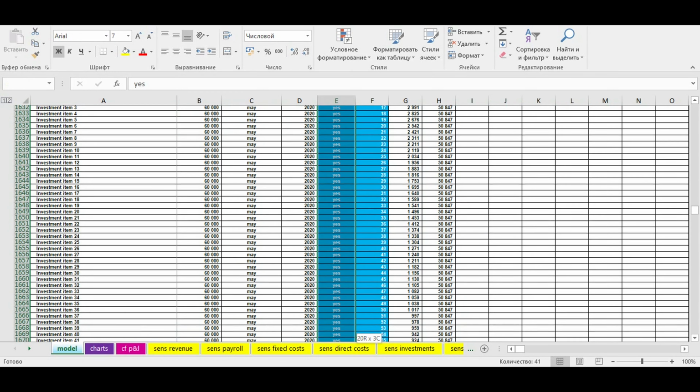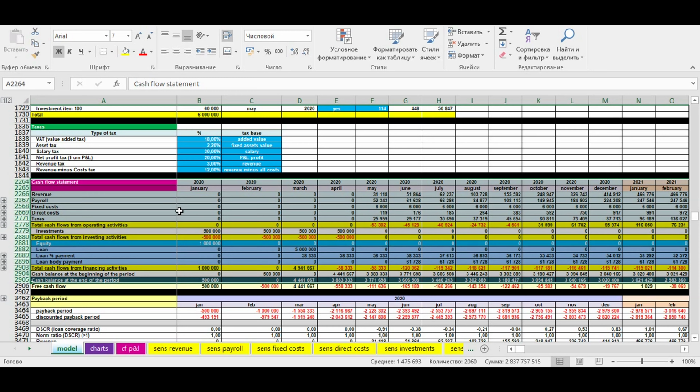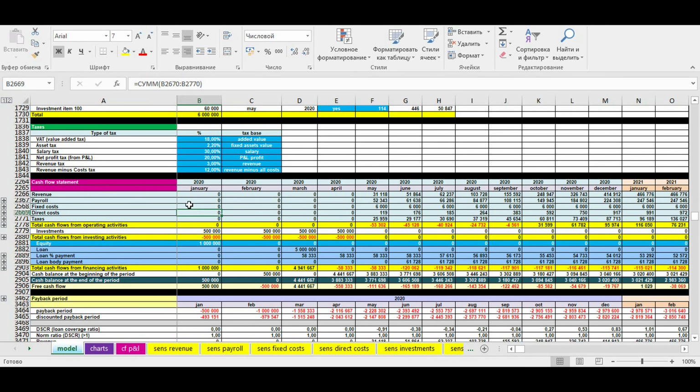The next block of inputs deals with taxes. You can set the tax rates and move to the cash flow statement, where you will see the results of financial modeling. Cash flow is the main statement where you see financial efficiency of your business idea. What valuable information can you get from this table? First, you can see the total revenue, direct and fixed costs, payroll, and taxes. Second, you can see your monthly profit and cumulative cash balance. Third, one of the main things you'll see from cash flow is total amount of money you need to start the business.